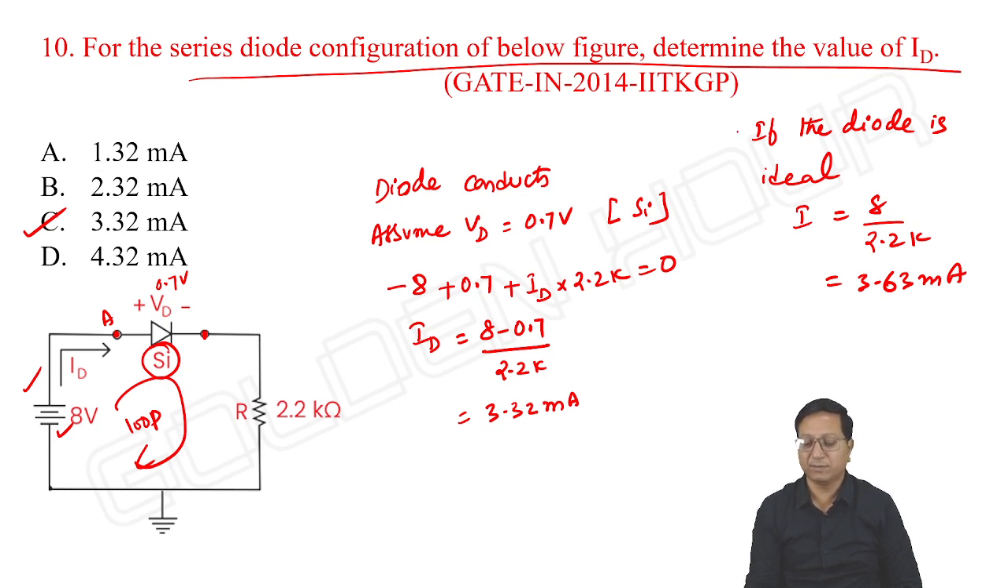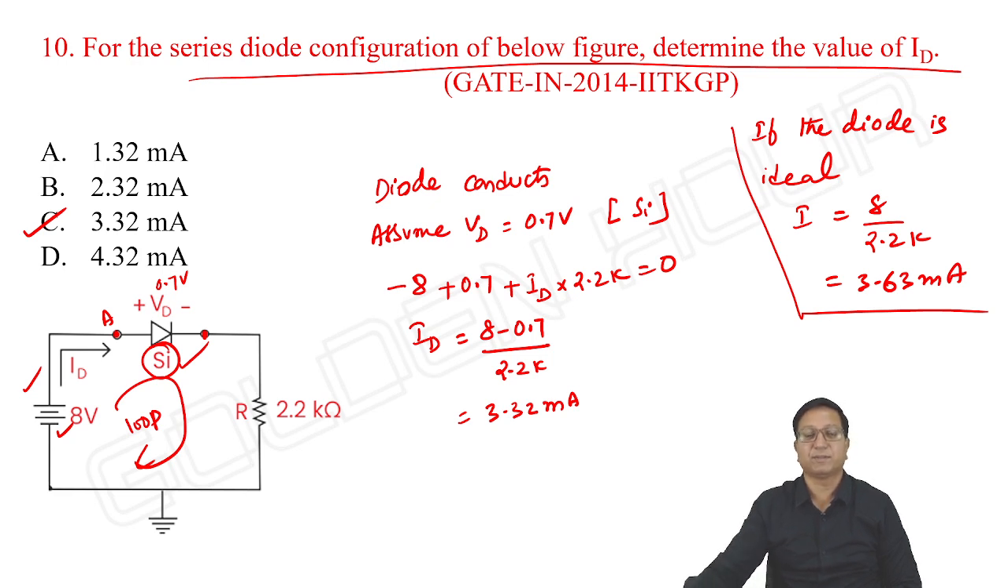But nothing to worry about it, right? As it is mentioned silicon, we are taking the voltage across the diode as 0.7 volts once it is in conduction. That's it.